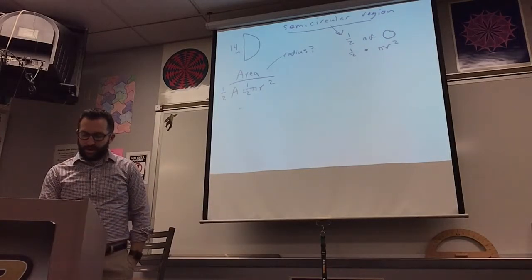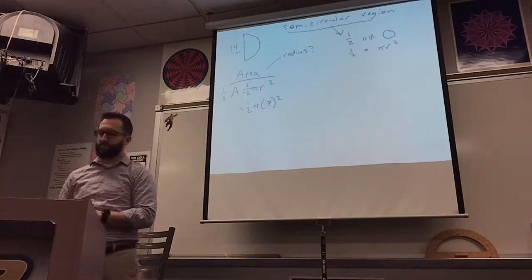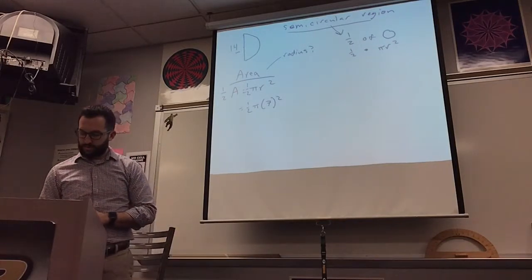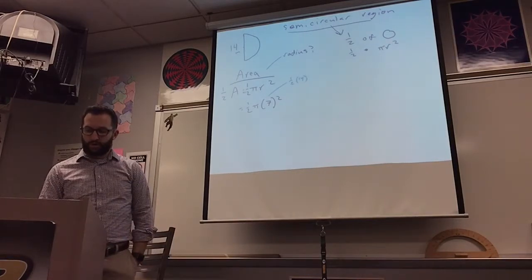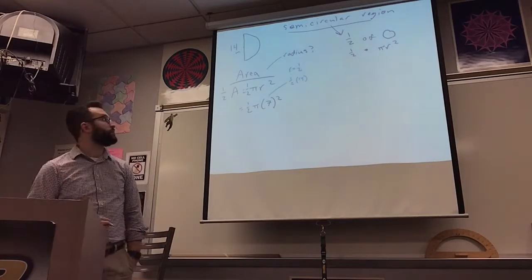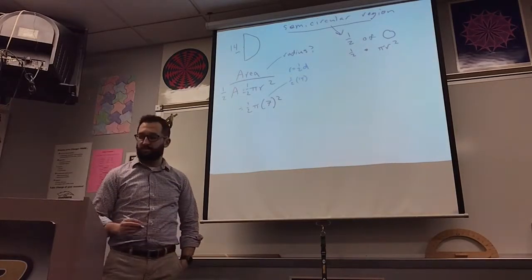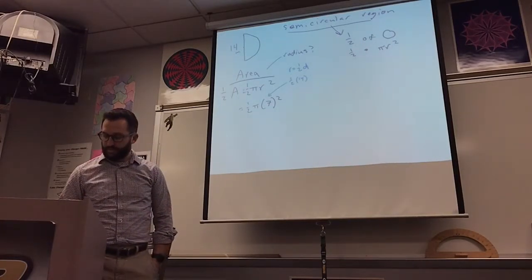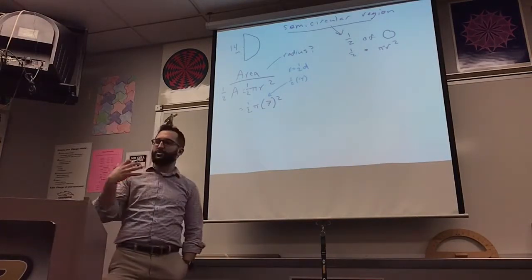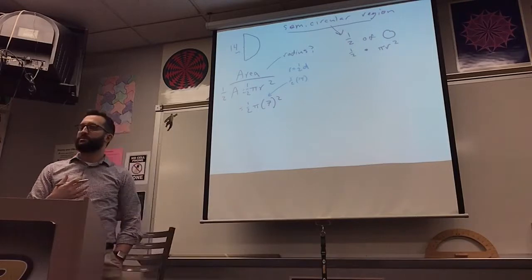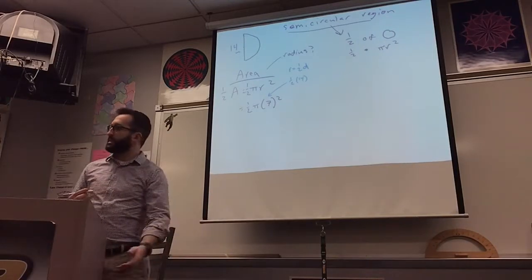So I get 1/2 pi 7 squared. Where did the 7 come from? It's half times 14, right? Because r equals 1/2 d. That's where that 7 came from. Order of operations, please. What do I need to do first? 7 times 7, 7 squared.